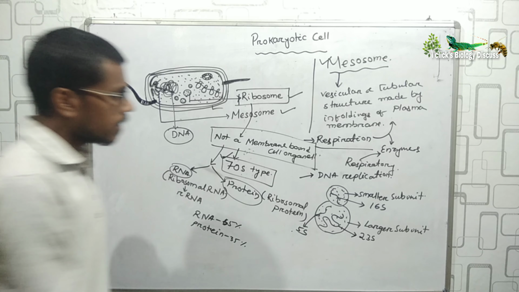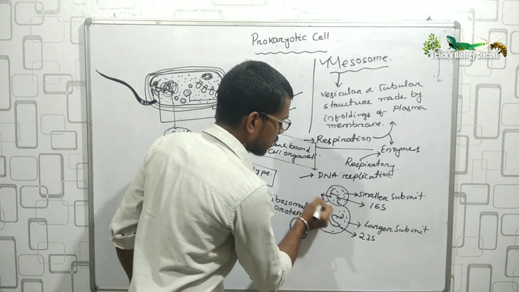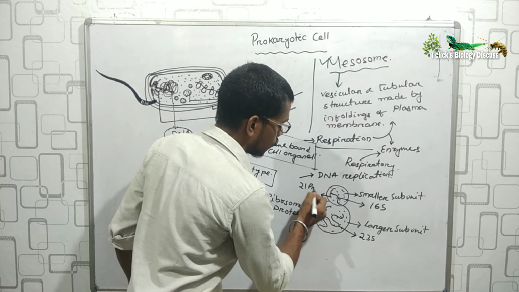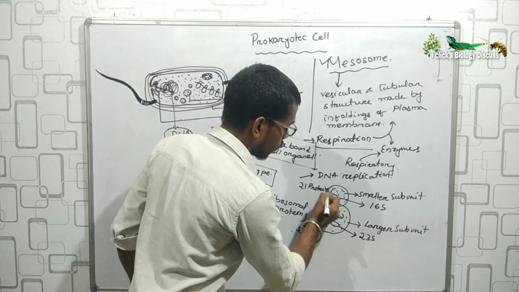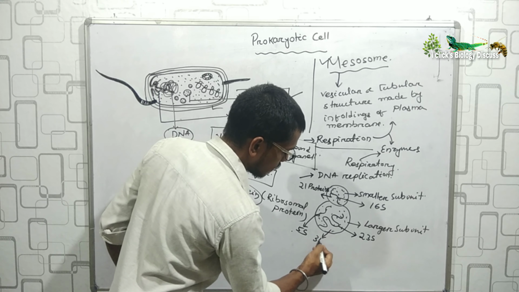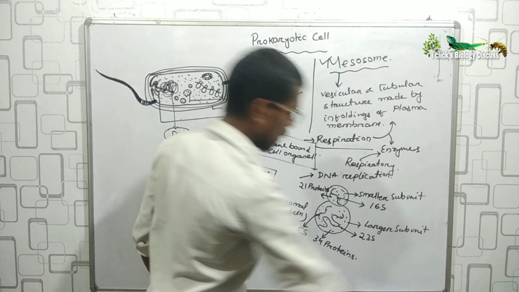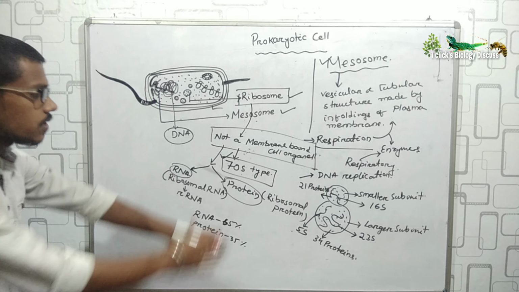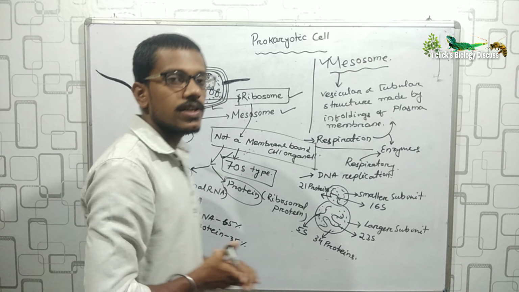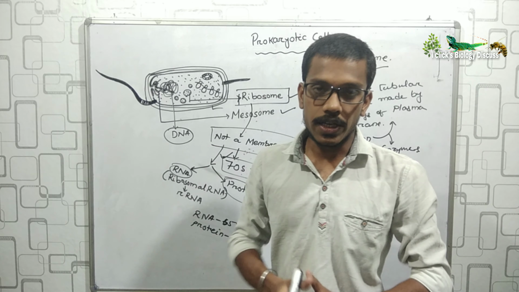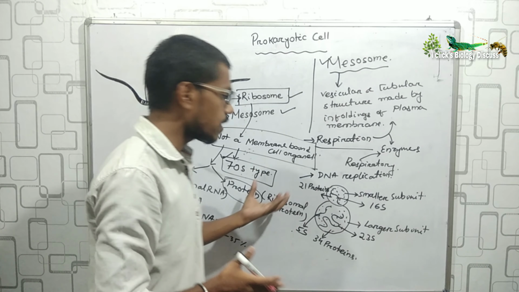Okay, and in case of your smaller subunit, there are 21 proteins, and 34 proteins are present in case of the larger subunit. Okay, so this is the ribosome which is present in case of your prokaryotic cell. In case of ribosome, there is the 70S type ribosome.